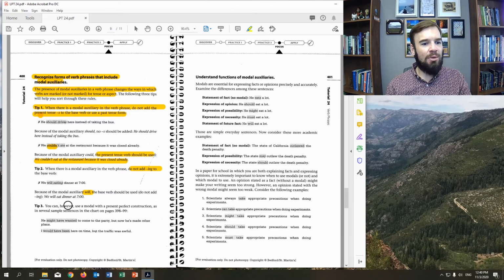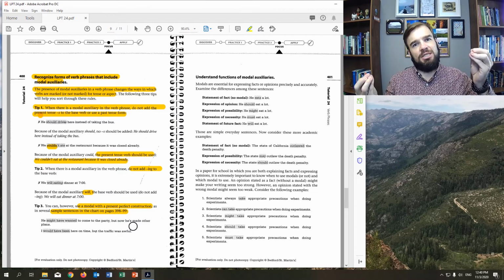Tip number 3, you can, however, use a modal with the present perfect construction, just like there are several example sentences on the charts in page 398 and 399. He might have wanted to come to the party, but now he's made other plans. I would have been here on time, but the traffic was awful. Again, this example in tip 3 is a really important way to think about the difference between the simple past tense and the past participle, right?